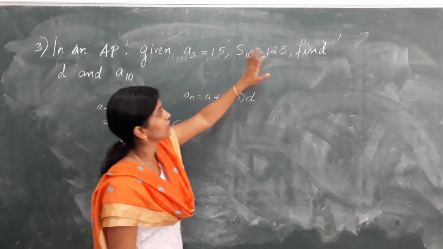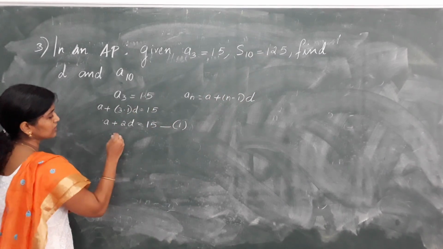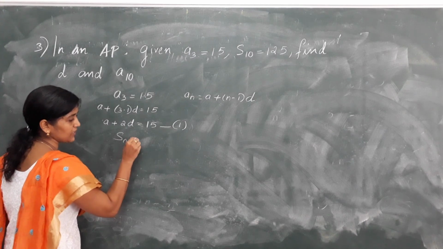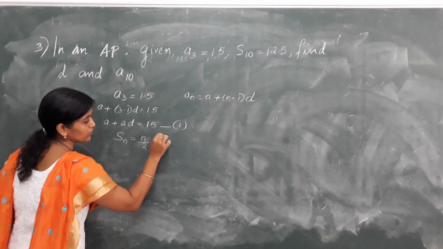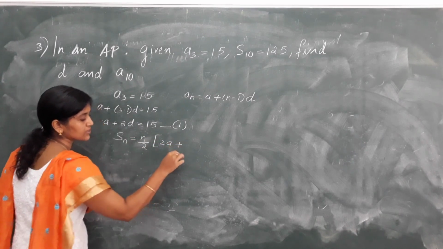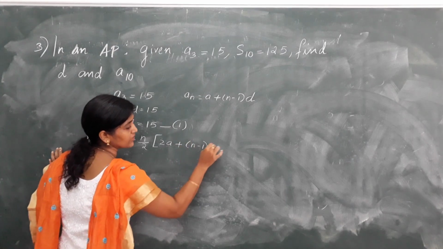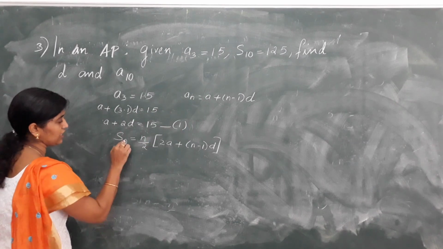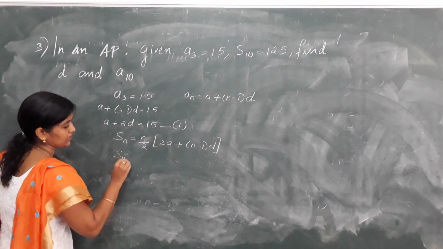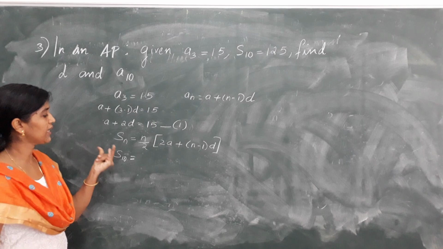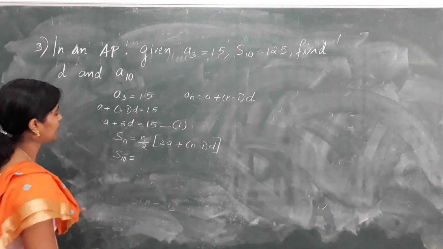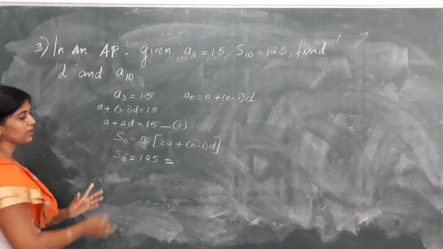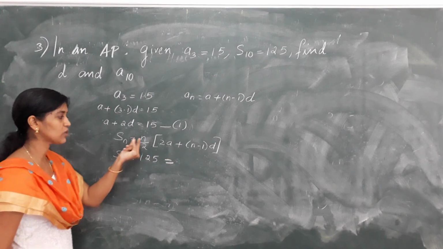Now S10 is given to us. Again we are using the formula of Sn. To write Sn we studied, it is n by 2 into 2a plus n minus 1 into d. So here it is S10, n is equal to 10. So S10 is equal to, and also given S10 is equal to 125.